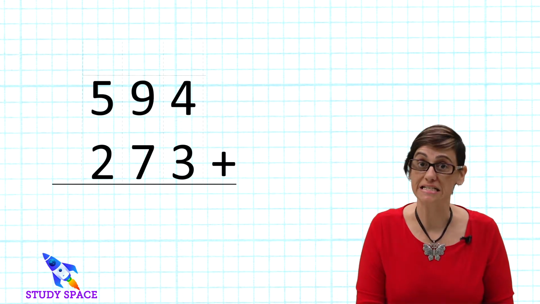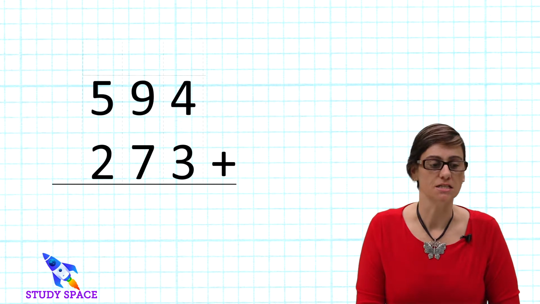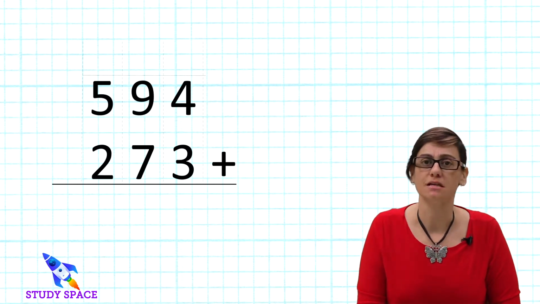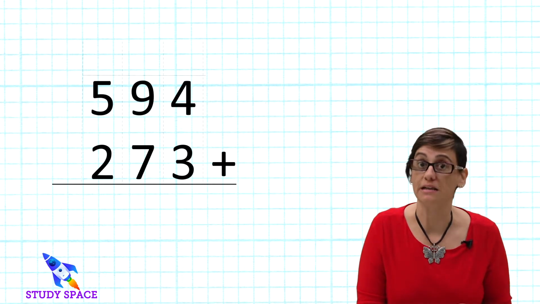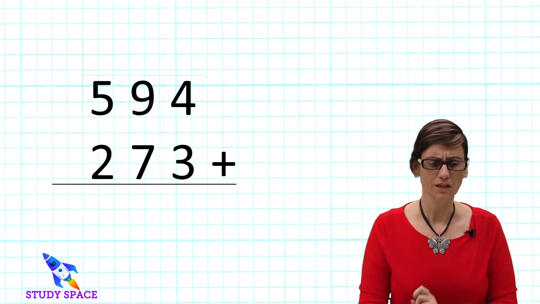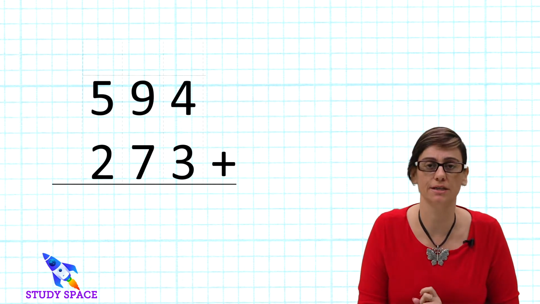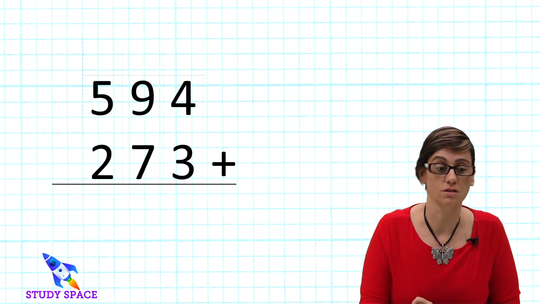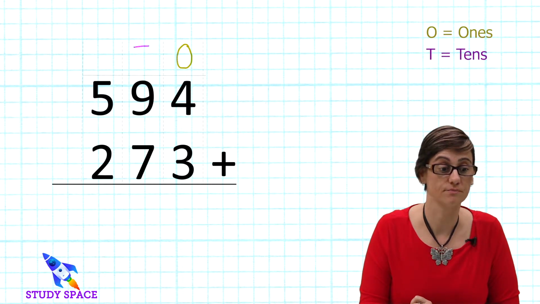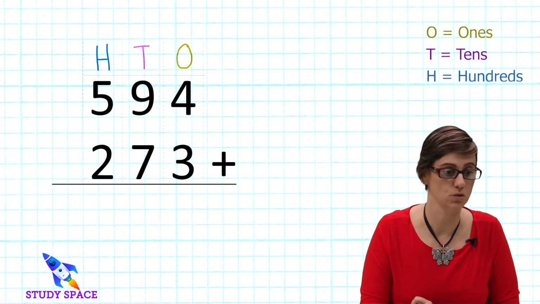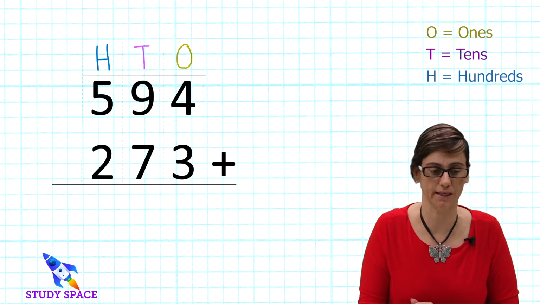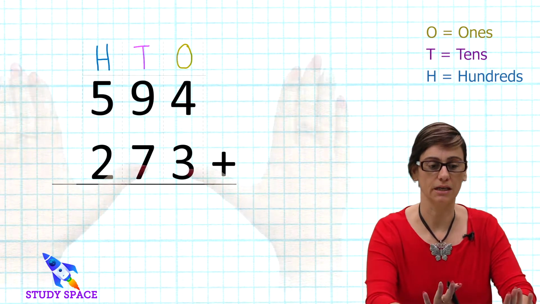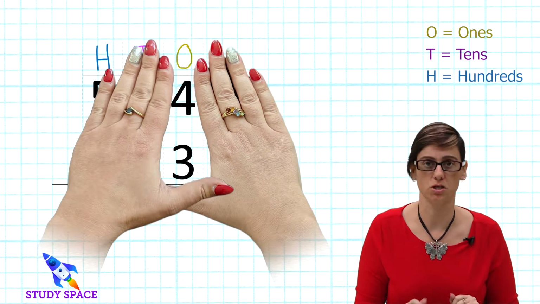Okay, let's have a look at our next example. So this one is 594 plus 273. So we have a bigger number here than our previous example. So just to remind us, let's put the labels on the columns. So we've got the ones, the tens, and hundreds. Okay, that's all our columns dealt with. So again, covering it, making sure we're only dealing with one column at a time, boys and girls.